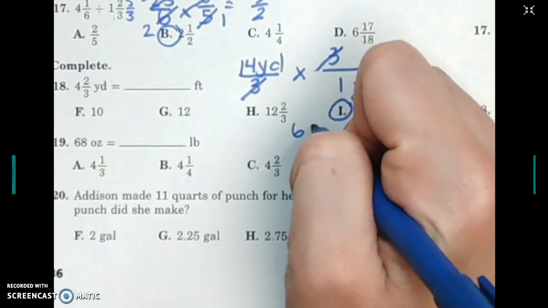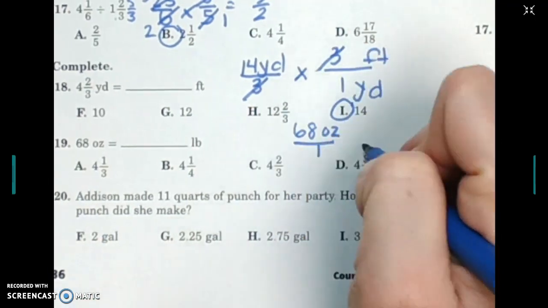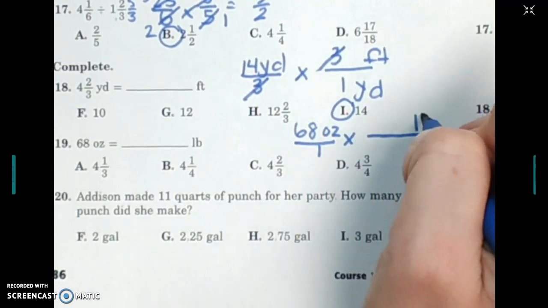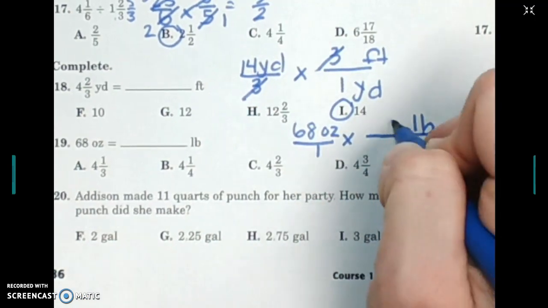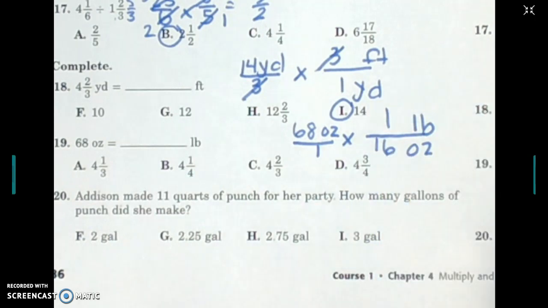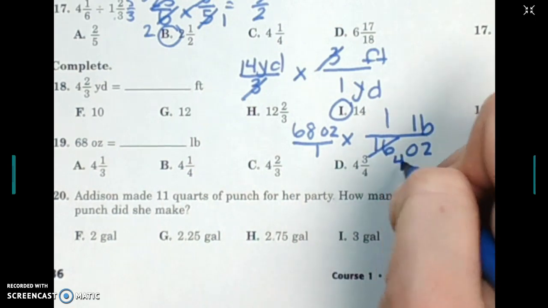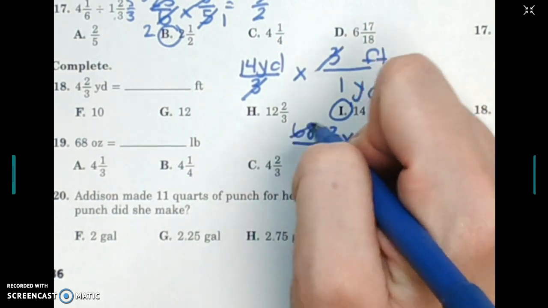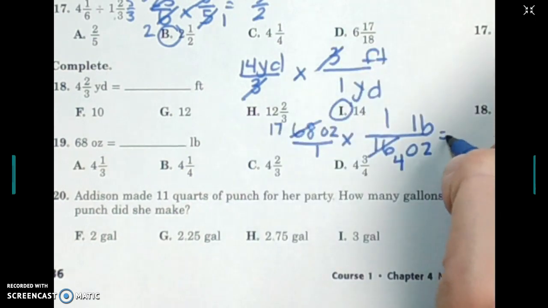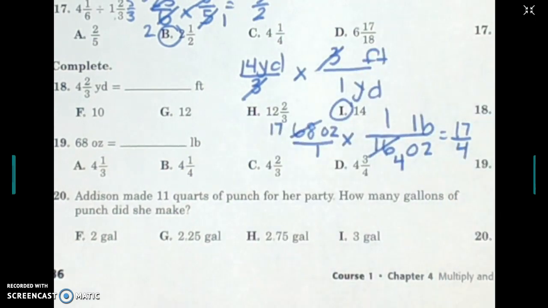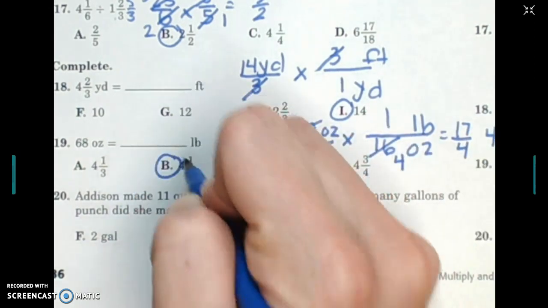So this one we have 68 ounces over 1 times, we're finding pounds. This is ounces. So in 1 pound there are 16 ounces. 4 goes into 16 4 times. 4 goes into 68 17 times. So we have 17 over 4. And that is 4 1/4, which is B.